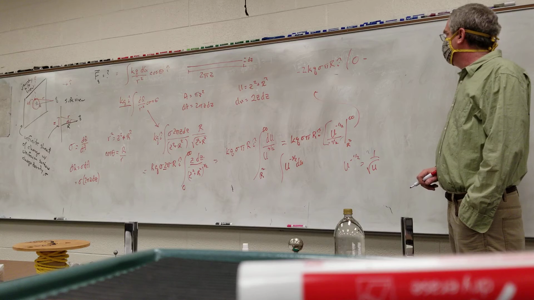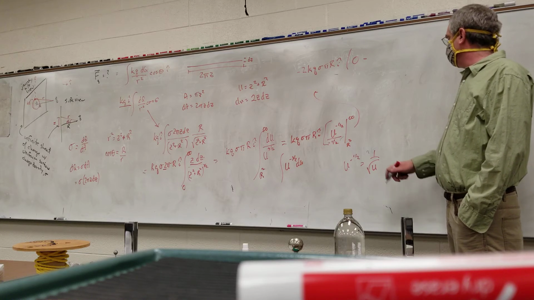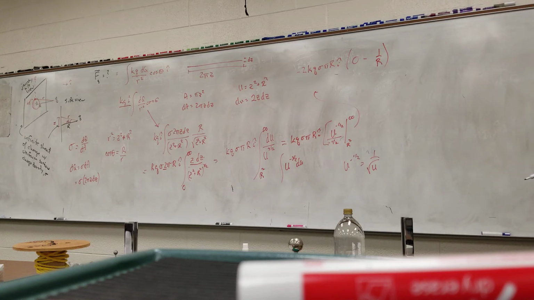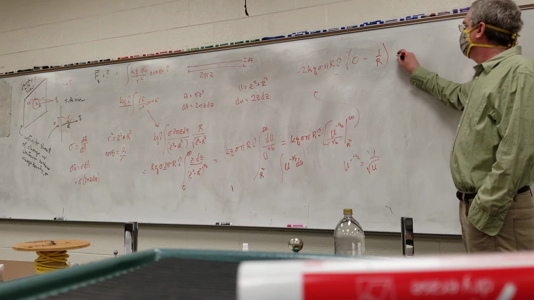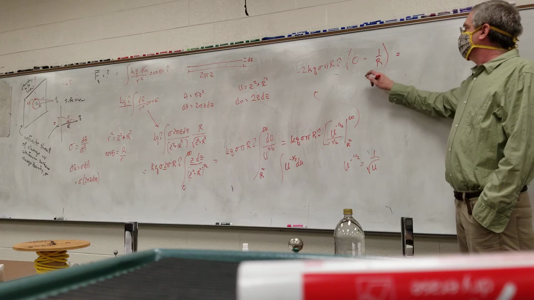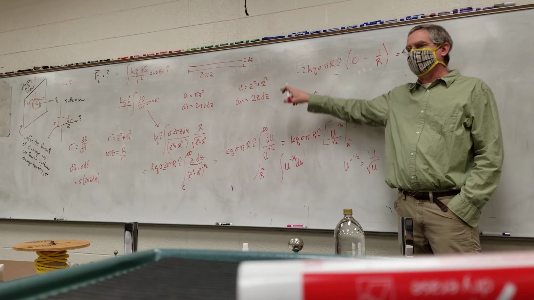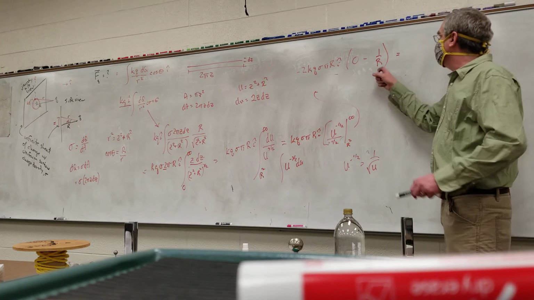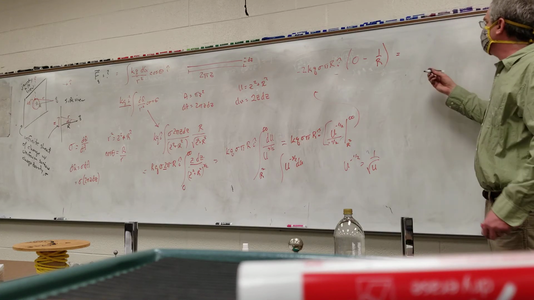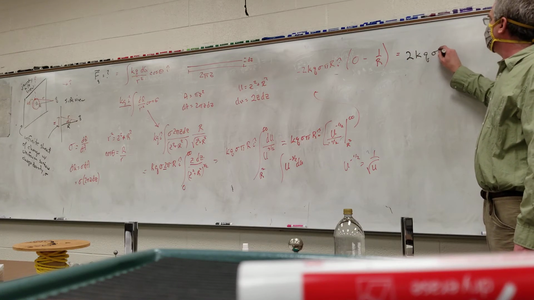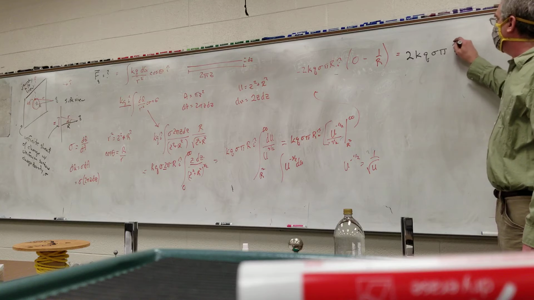Minus, stick an R squared in there and we get 1 over R. So this becomes negative 1 over R. The negative signs cancel out. That goes away, which is nice. This R cancels out with that R. And what I'm left with is 2k q sigma pi I hat.